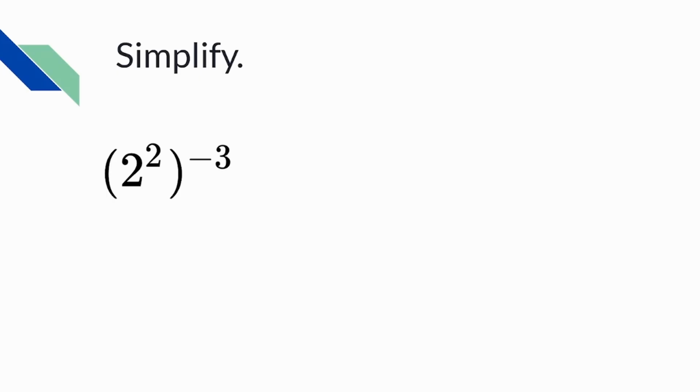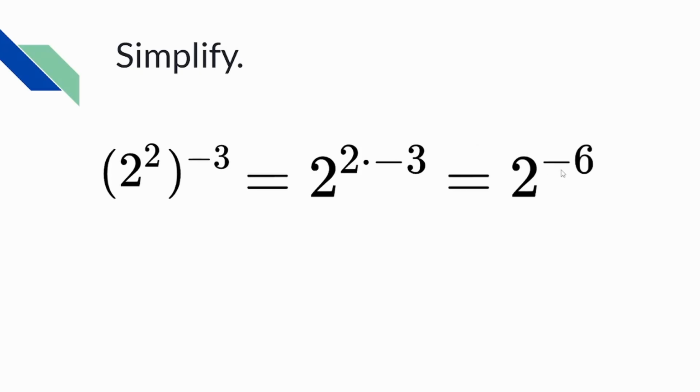Here I have 2 squared, whole thing to the negative 3 power. What I want to do here is multiply the exponents. This is a power on top of a power rule, where we multiply the exponents. So I have 2 to the 2 times negative 3. 2 times negative 3 is negative 6.